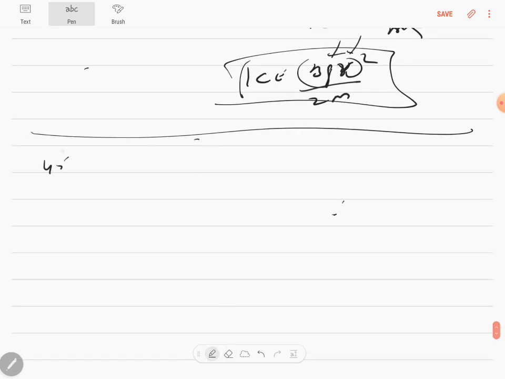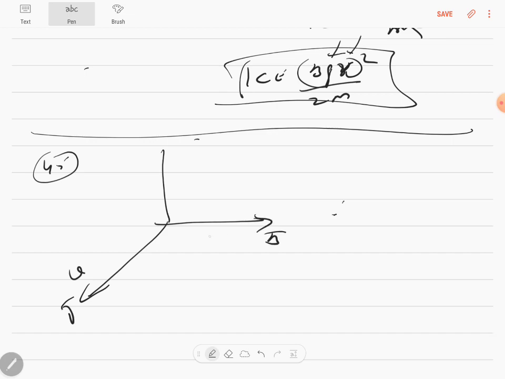Yes? Example 45. If a particle of charge q is moving with a velocity v along the z direction, and the magnetic field B is acting along the x direction, they'll take a circular path. Lorentz force is given by q times v cross B. Find the direction of the force acting on it. Force is equal to q times v cross B.